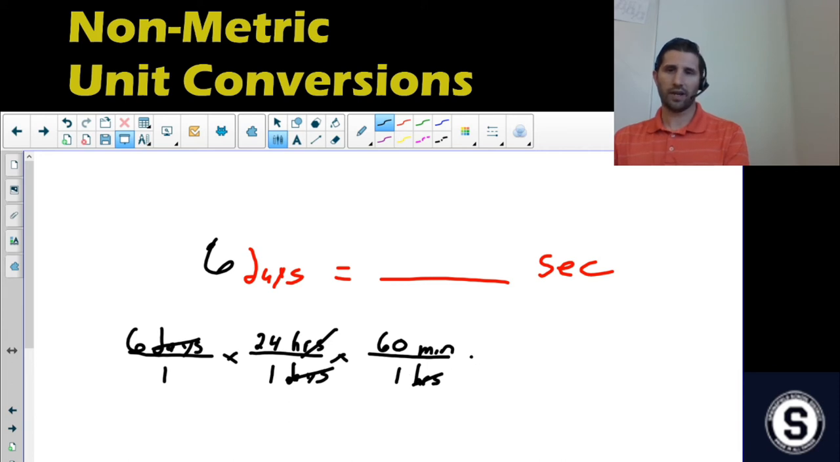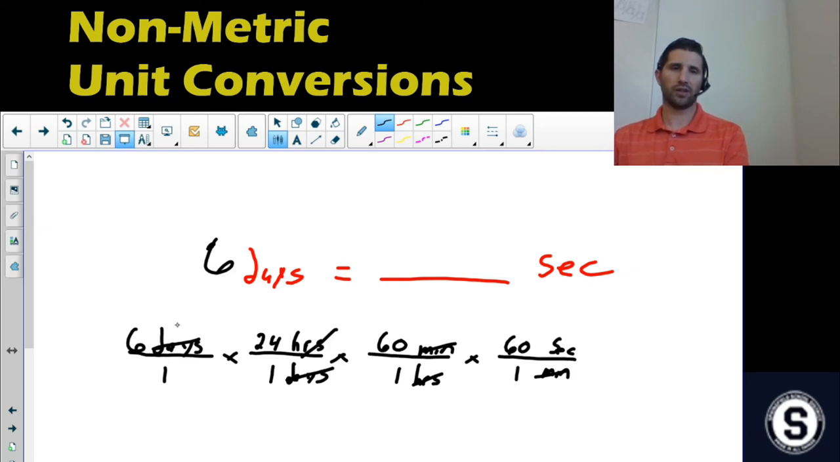And then the last step, we all know that there are 60 seconds in a minute. I'm going to put minutes on the bottom here. That way it cancels out with the minutes on top here. I don't want minutes, I want seconds. So we'll put seconds here. And I know there's 60 seconds in 1 minute.